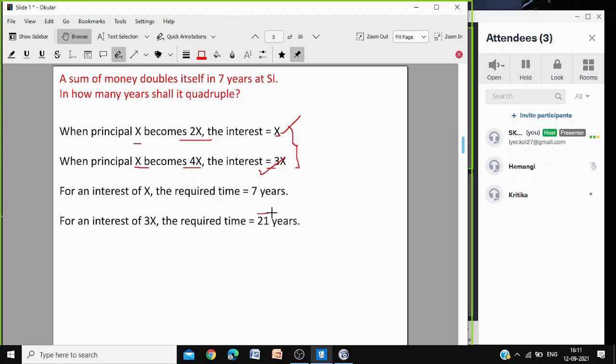So actually it is 3 times, not 4 times. So instead of 7 years, you will be taking 21 years, not 14 years. Because x becomes 2x, 2x doubles, means the interest is not becoming double. You subtract the original principal. So 2x minus x, x was the interest. 4x minus x, 3x was the interest. It was 3 times. So actually you need 21 years.